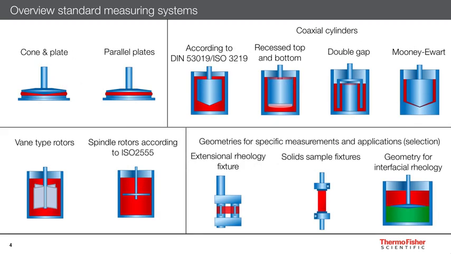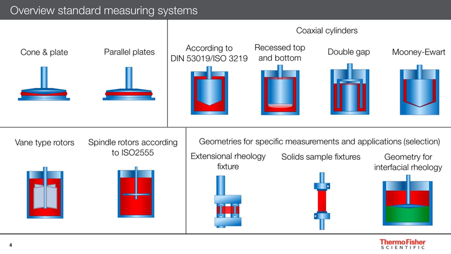On this slide, you see an overview of the most common measuring geometries. On the upper left side, we have cone and plate and parallel plate geometries. Next to it, the different types of coaxial cylinder systems, according to DIN/ISO standard, with the recess at the bottom of the rotor, double gap, and Mooney-Ewart type coaxial cylinder geometries. On the lower half, we have Vane and spindle type geometries.